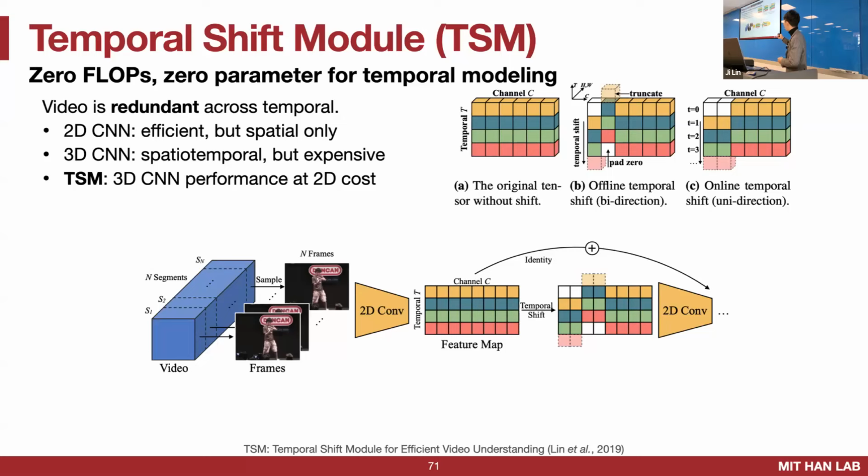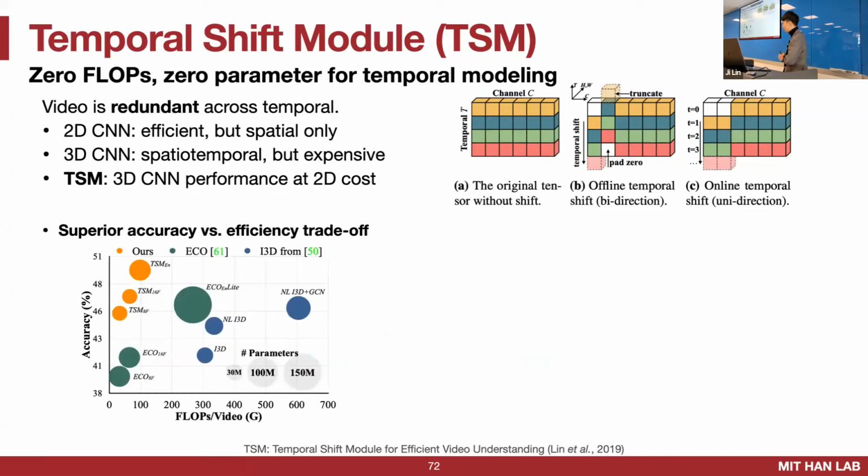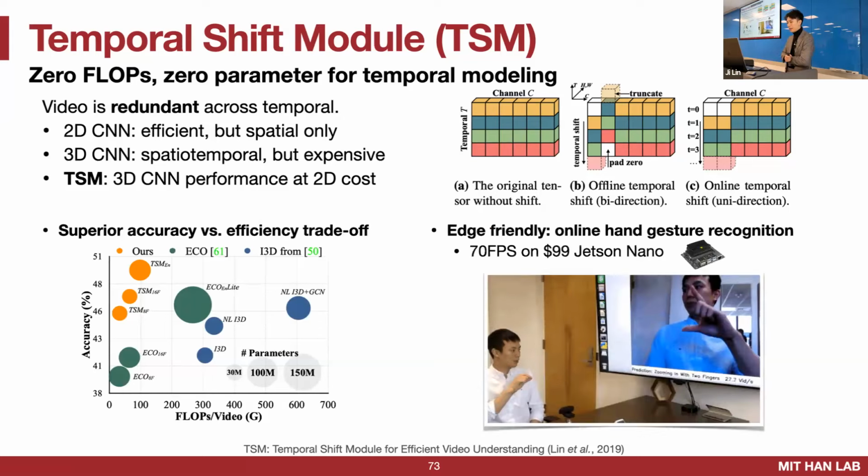This is for offline processing, where you can do bi-directional processing. And on the right-hand side, sometimes you are doing online video recognition, so you can also shift from history to the future. So we simply insert this module within 2D convolution networks, and everything is still running in 2D while we can enable temporal information exchange. Compared to previous work like 3D CNNs such as I3D, we are getting a better accuracy and flops trade-off.